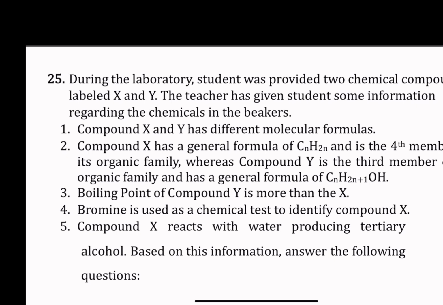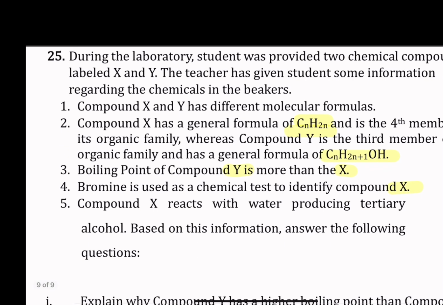But overall, we can see that X has a general formula like that, and Y has a formula like that, meaning X is alkene and Y is alcohol, which is also why compound Y has higher boiling point than X. And bromine is used as a chemical test to identify the X, which happens with alkenes. Also, compound X reacts with water, producing tertiary alcohol. Now, this one is very important information.